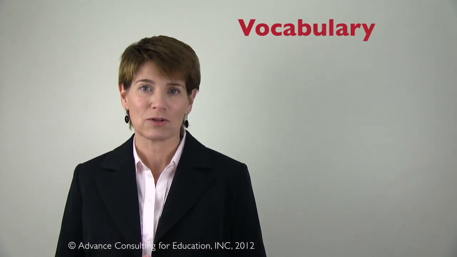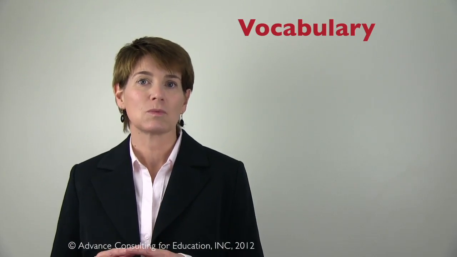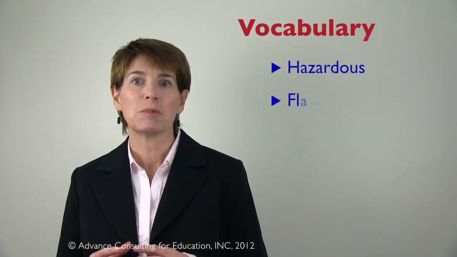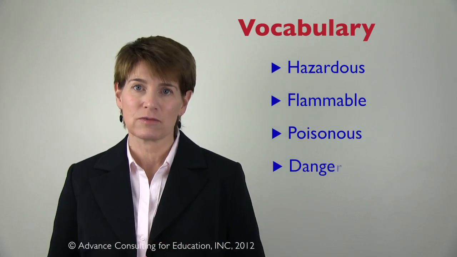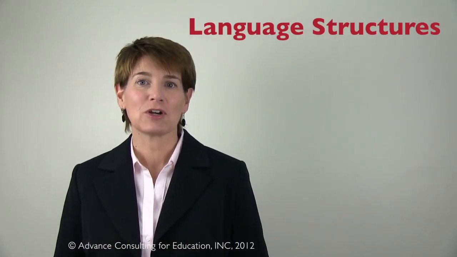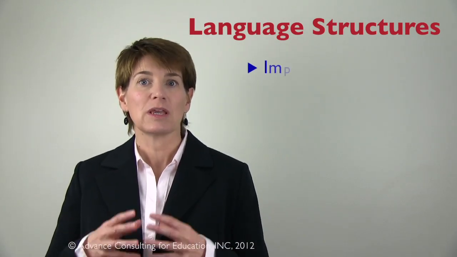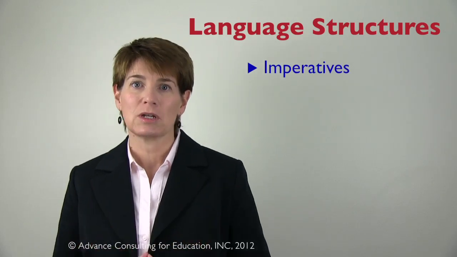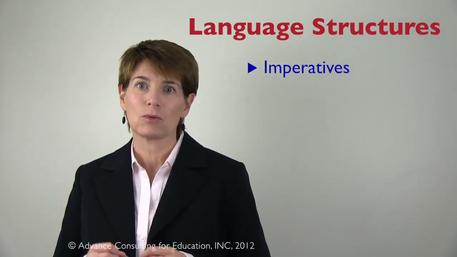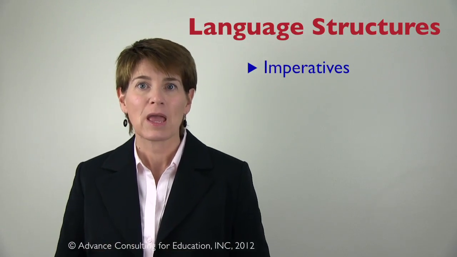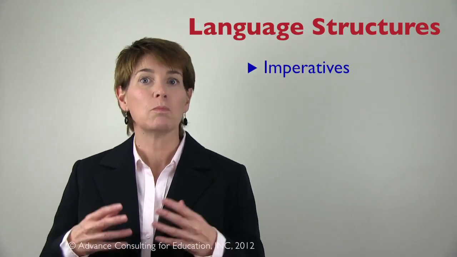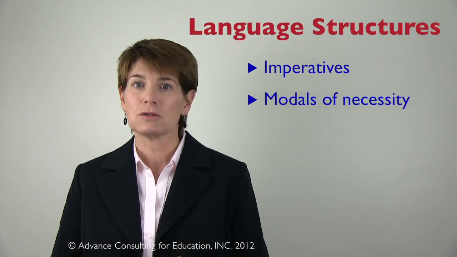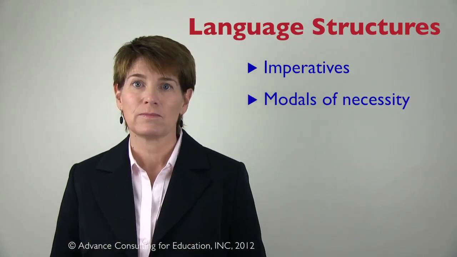What is the vocabulary that goes with these 3 layers of culture? You would want to teach your students words like hazardous, flammable, poisonous, and dangerous, for example. What are the language structures or grammar targets that go with these 3 layers of culture? You would want to teach your students imperatives so that they can give orders in urgent situations like don't do that or close the door or stop doing that. And you would also want your students to know modals of necessity. You must do this, you should do this, and so on.